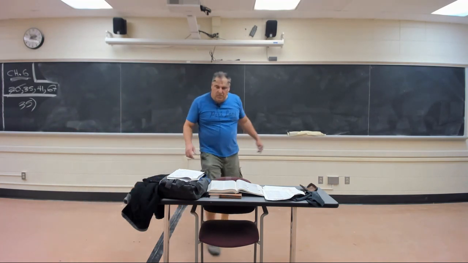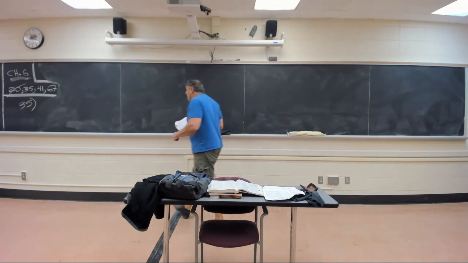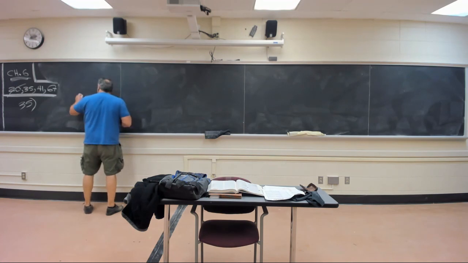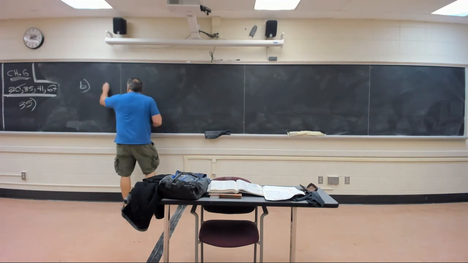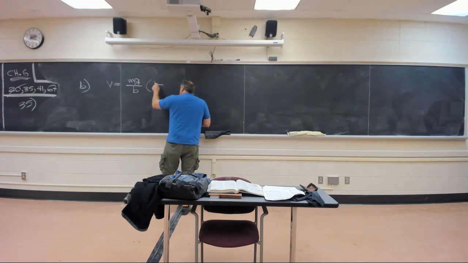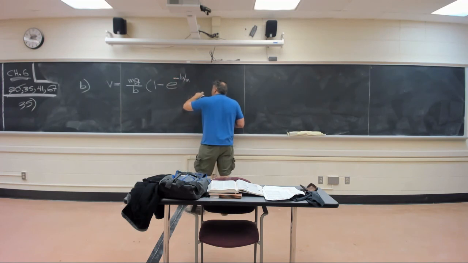So how do you want to say this? Well, to handle part B, we remember that V is mg over B. It's a constant. We know what it is. We can plug in everything. When we need to, we plug in values here, guys.